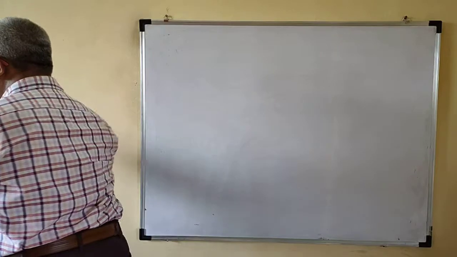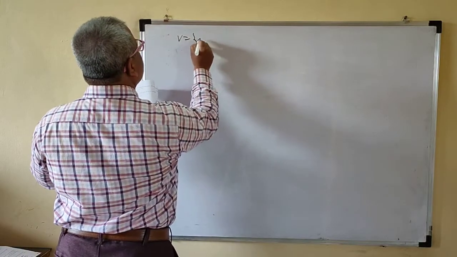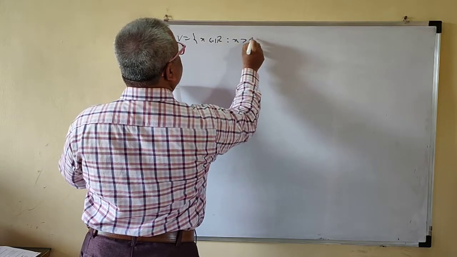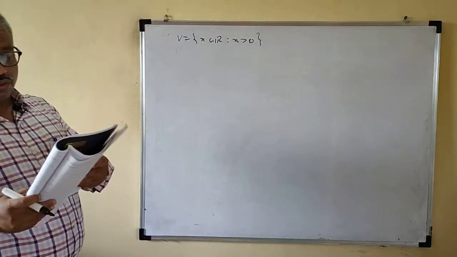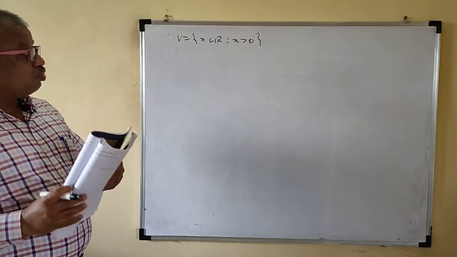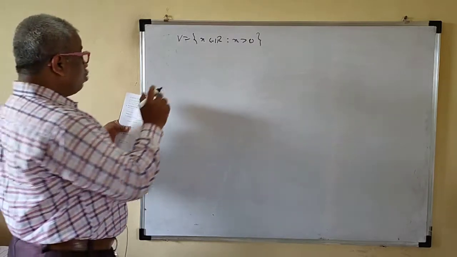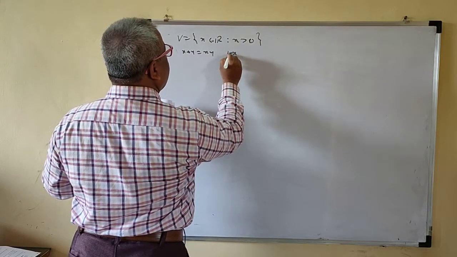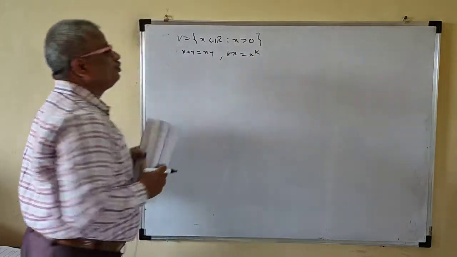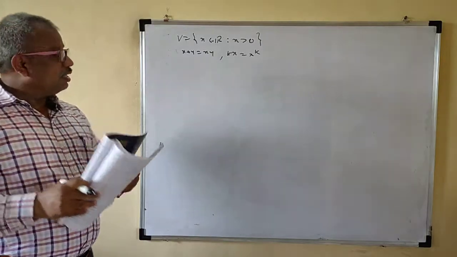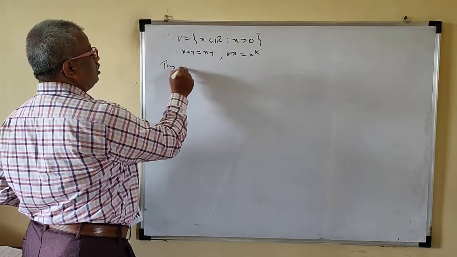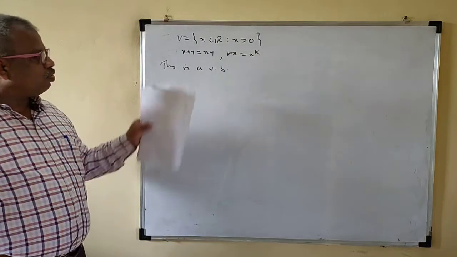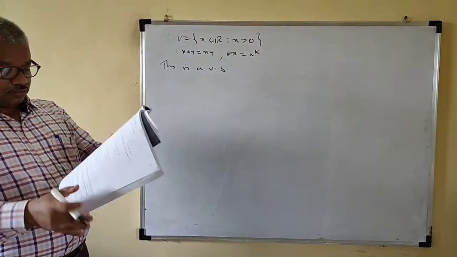Now next: V is equal to the set of x belonging to R such that x is strictly greater than 0, not equal to 0, and the operations are defined like this: kx is equal to x to the power k. Then this is a vector space. Note that all axioms hold for this one. This is a vector space.